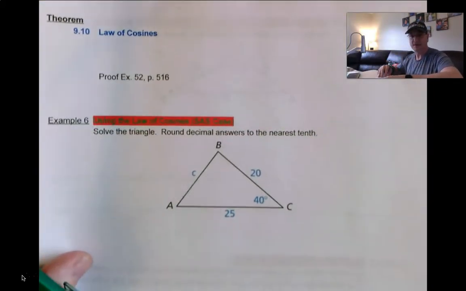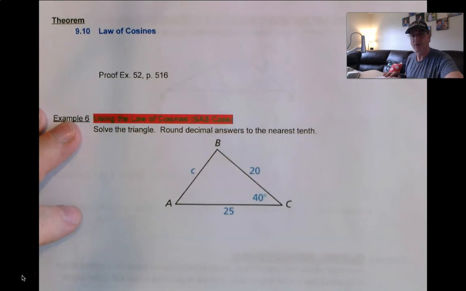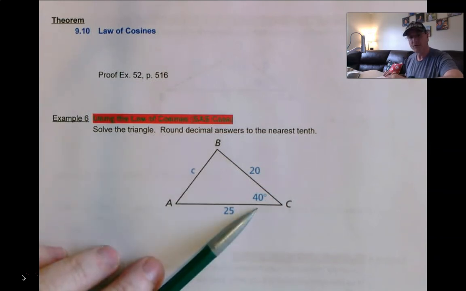Law of cosines. So law of cosines is more complicated. It's a little bit harder to type into the calculator. It's not harder to plug into the formula, but sometimes it's a little harder to type it into the calculator. It's not overly complicated, but some students can get a little bit confused with it. There are 3 versions of it. All 3 are exactly the same. It all depends on what it is that you're trying to find or what angle you're given.